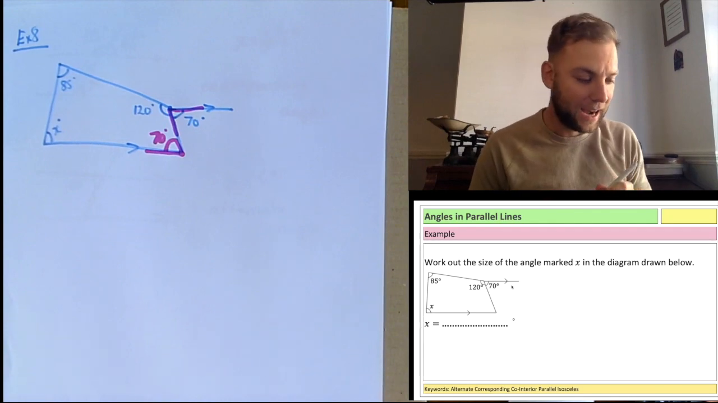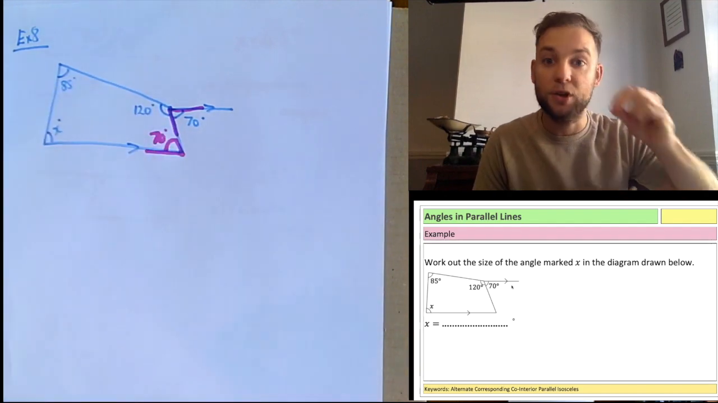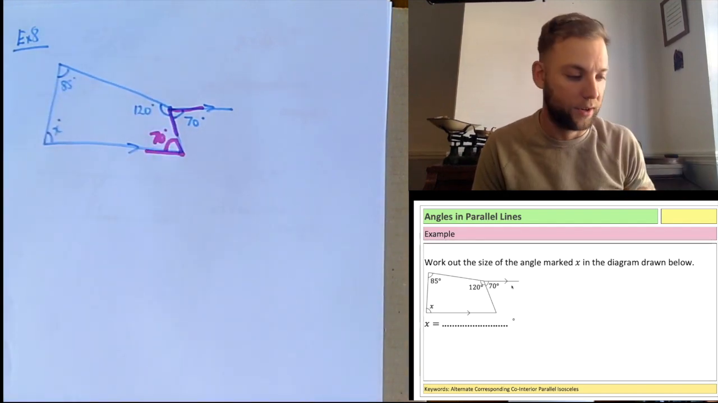Brilliant. And now the next thing is, how do I work out x? Well, I'm going to work out x because I know that the angles in a quadrilateral sum to 360.